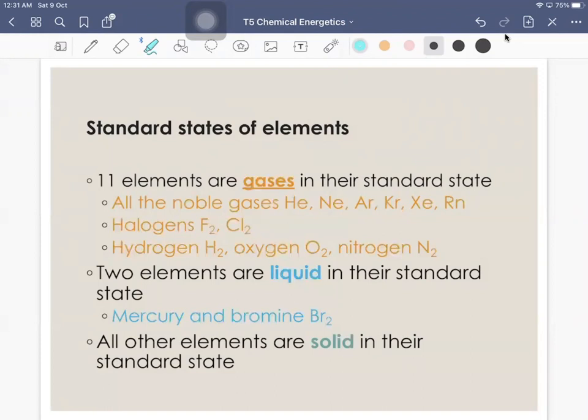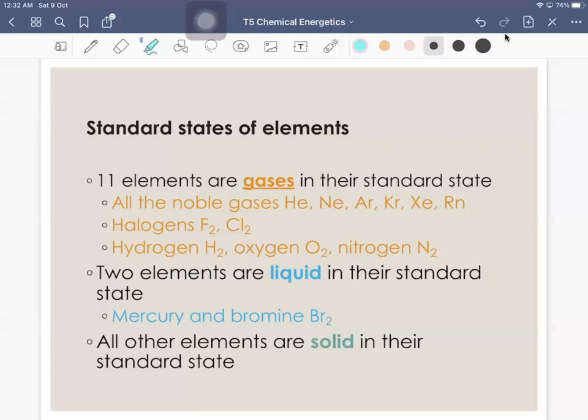Obviously, your group 18 or group 0 noble gases, they're all gases at room temperature and pressure. For your halogens, group 17, we know that fluorine and chlorine are gases. Bromine is a liquid, iodine is a solid. And then your other diatomic molecules, hydrogen is a gas, oxygen is a gas, as well as nitrogen. The liquid elements in your periodic table, as I mentioned just now, was bromine, and the other one is mercury.